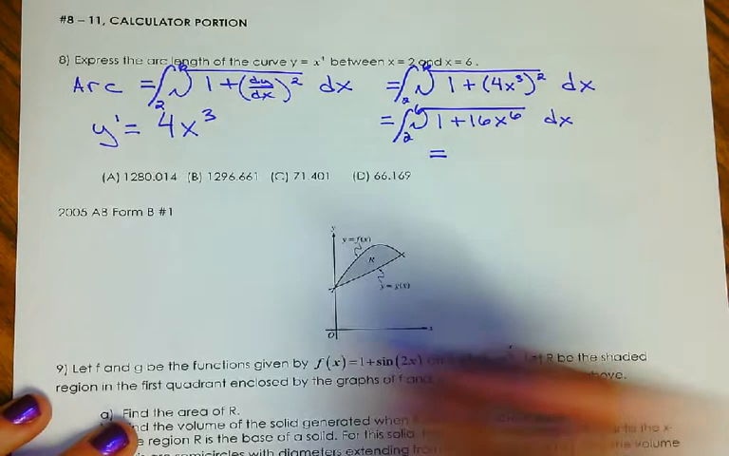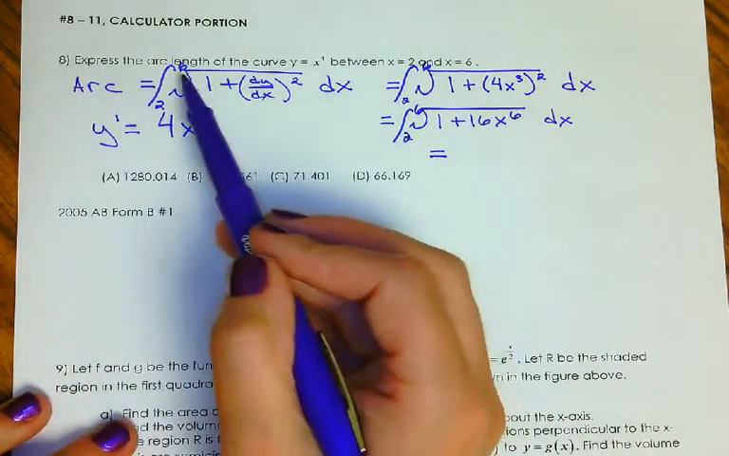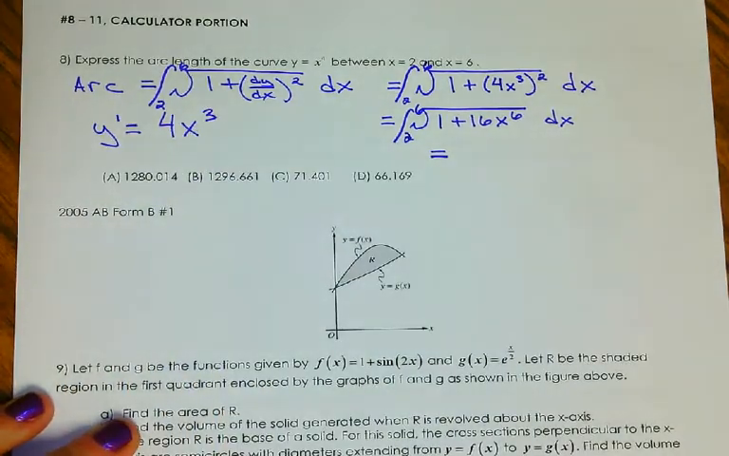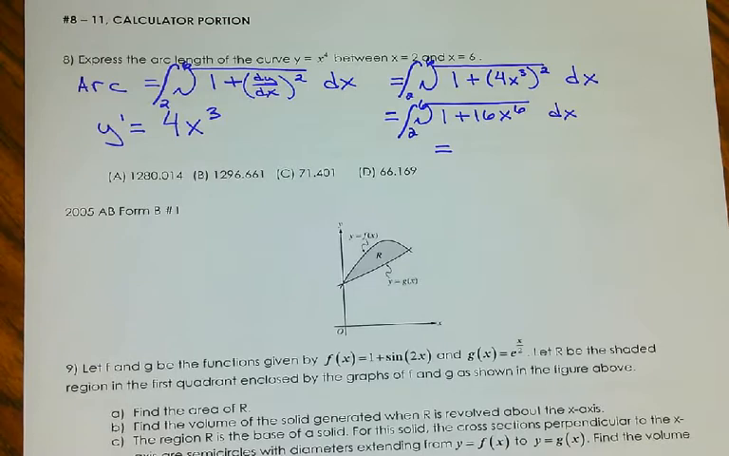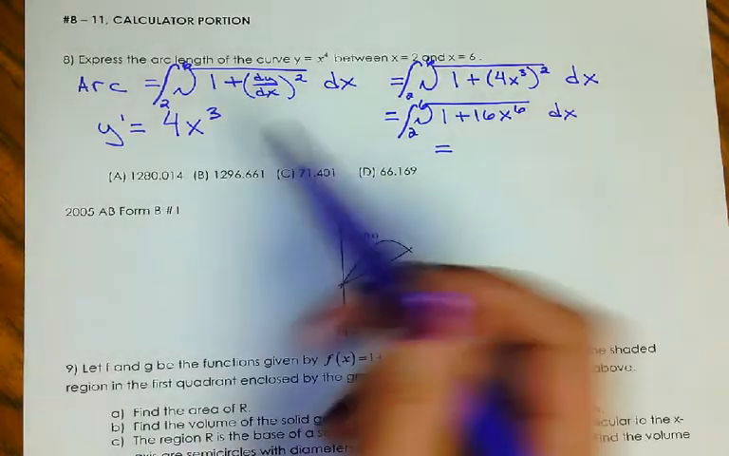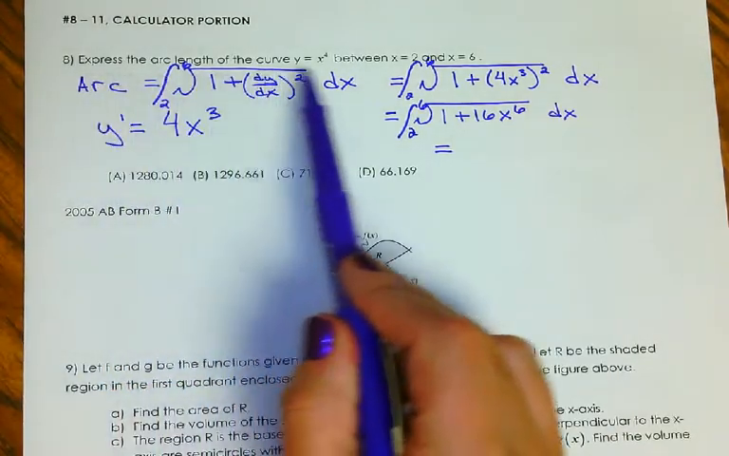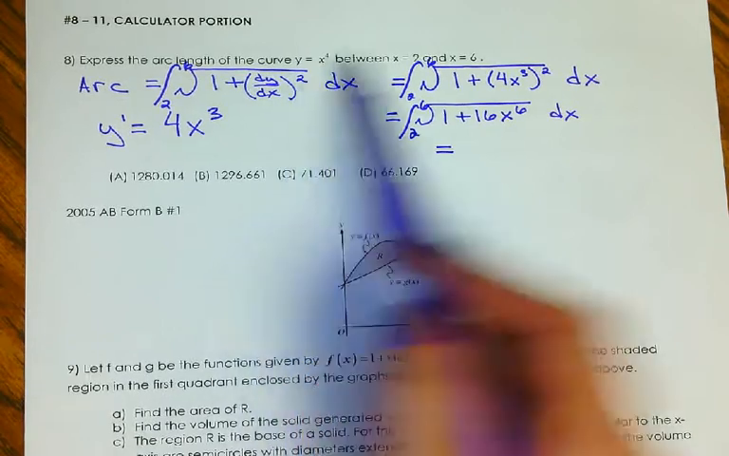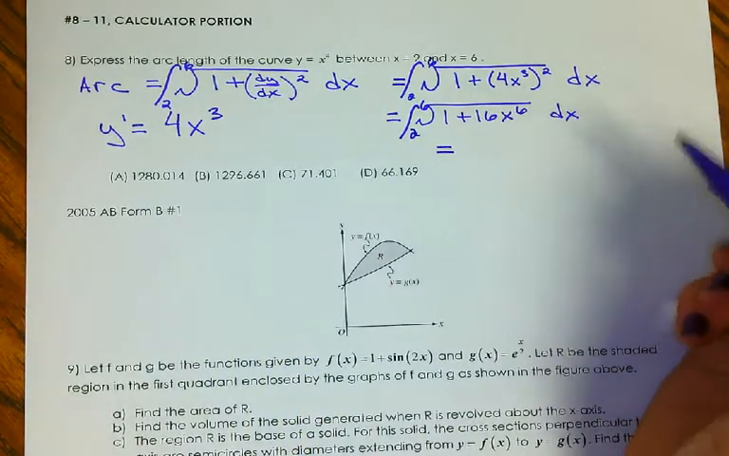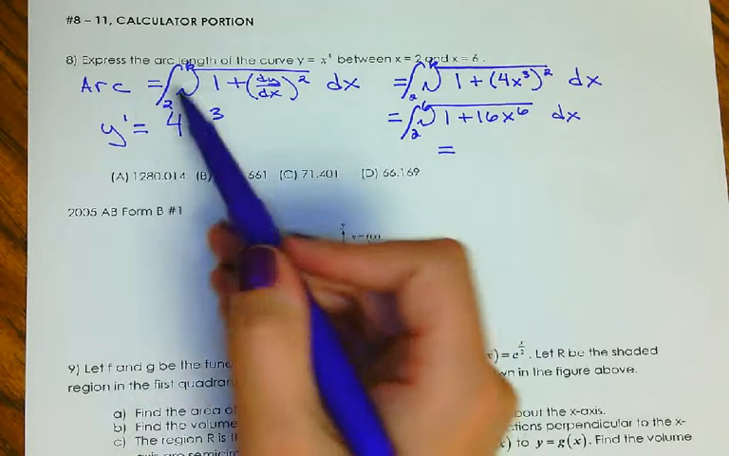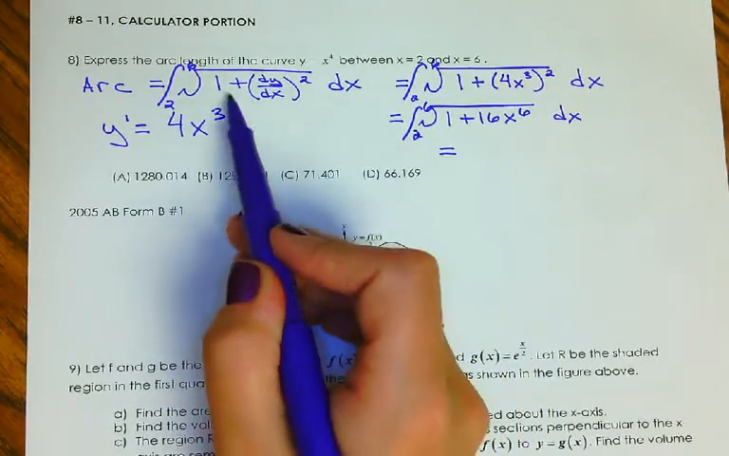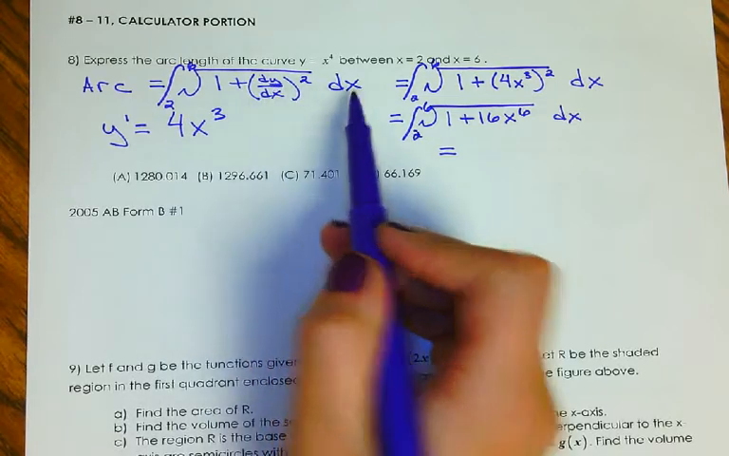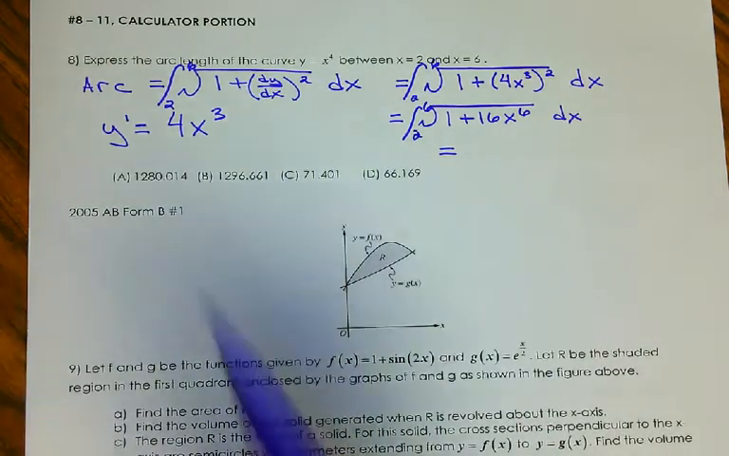So on this one, it's asking about the arc length. Now, the arc length questions could be calculator or non-calculator. So here's one where they actually asked you to solve it using the calculator. It says find the arc length of the curve y equals x to the fourth between 2 and 6. So remember, your arc length formula is going to be the integral from left to right of the square root of 1 plus the derivative squared with respect to x.